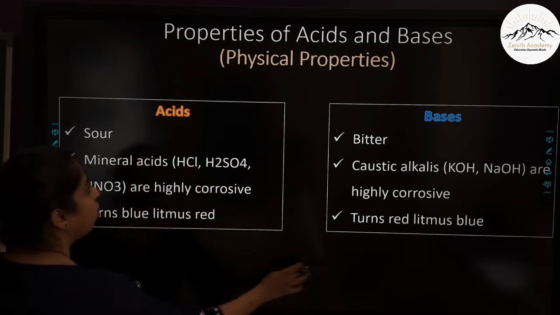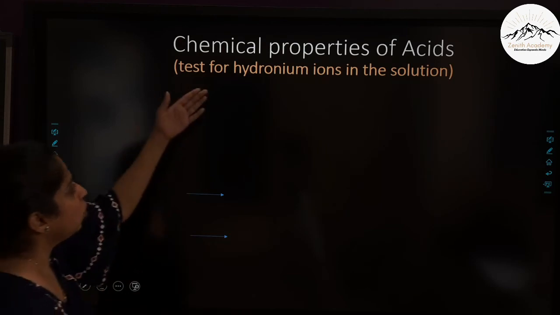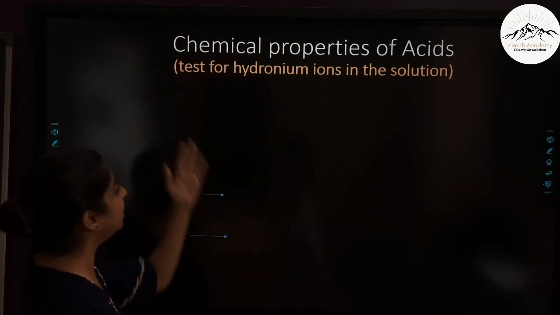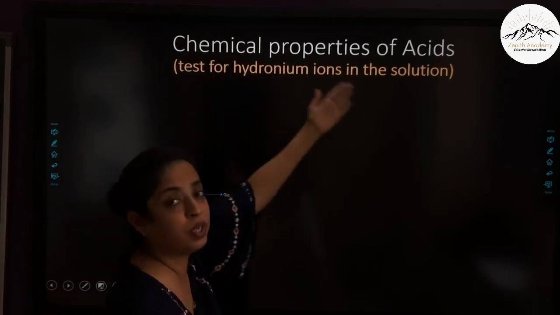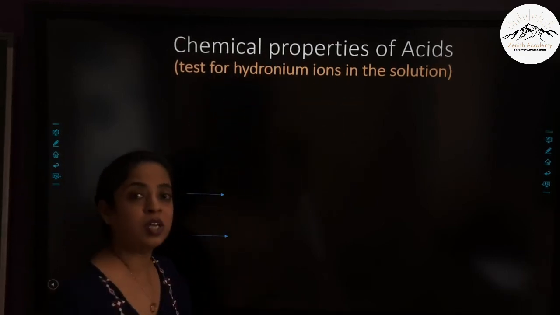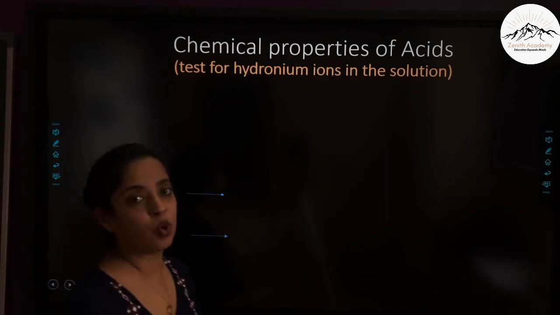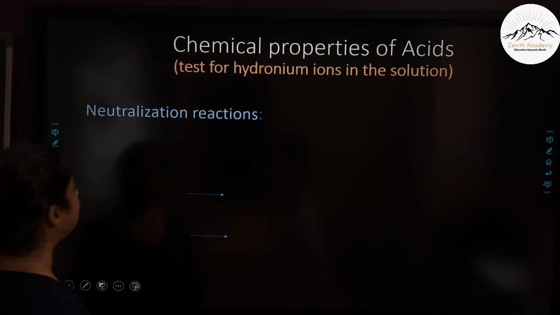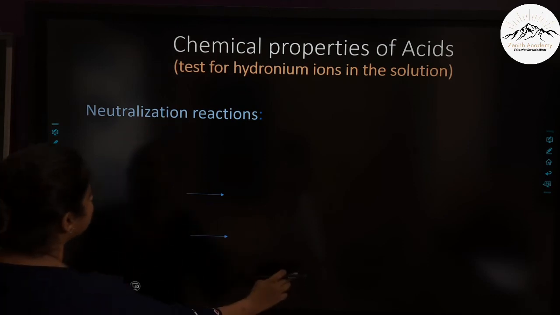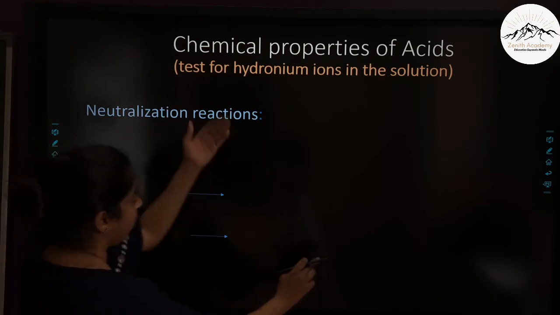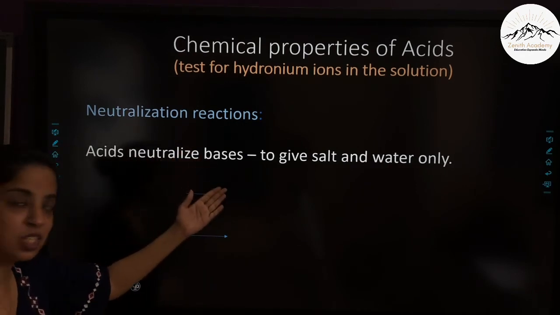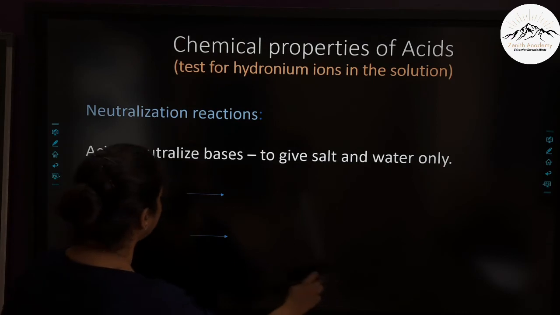So let's quickly go ahead now to the chemical properties of acids and bases. When we are talking about chemical properties of acids, we are basically testing for the presence of hydronium ions in the solution, because the acidic properties are shown because of the presence of hydronium ions only. So let's see. First is neutralization reaction, which gives a test for hydronium ions. So acids neutralize bases to give salt and water only.